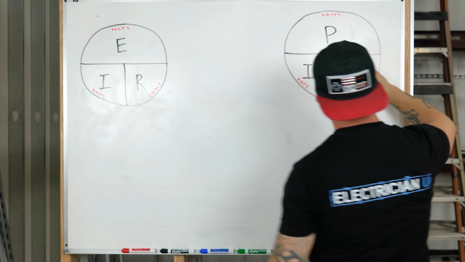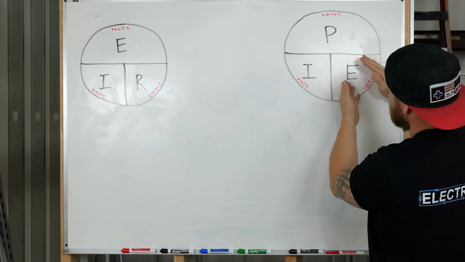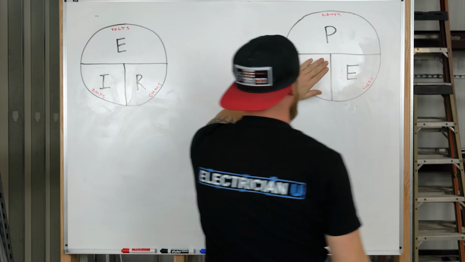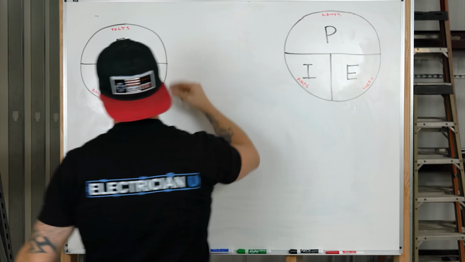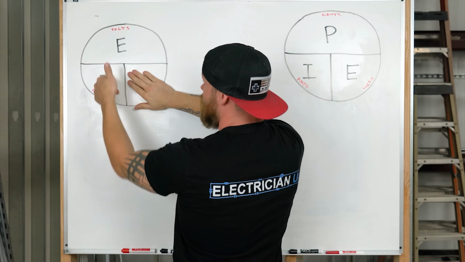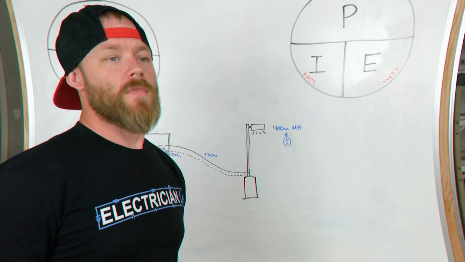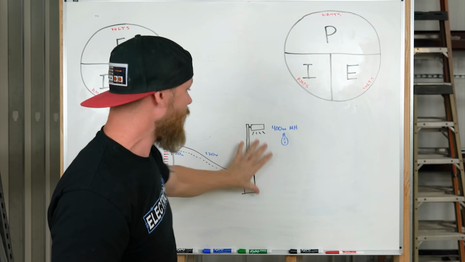But if you come over here, say you're trying to find volts, this is above this, so the equation for voltage would be E equals P over I. Same thing here, I equals P over E. So you can do the same thing with this one. If you're trying to find R, obviously it's E over I. If you're trying to find E, it's I times R. You get the deal.